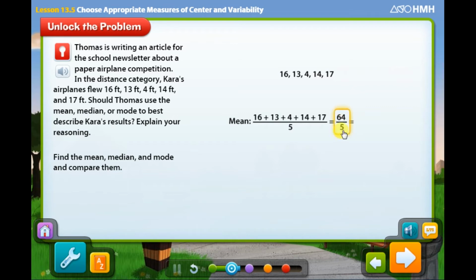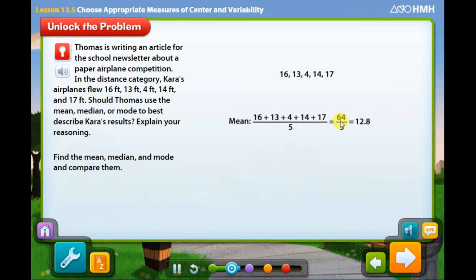And this is a long division. Of course, 64 cannot give you a whole number, so it will give you a decimal. It will give you 12.8. 64 divided by 5 is 12 and 8/10. So the mean distance is 12 and 8/10 feet.